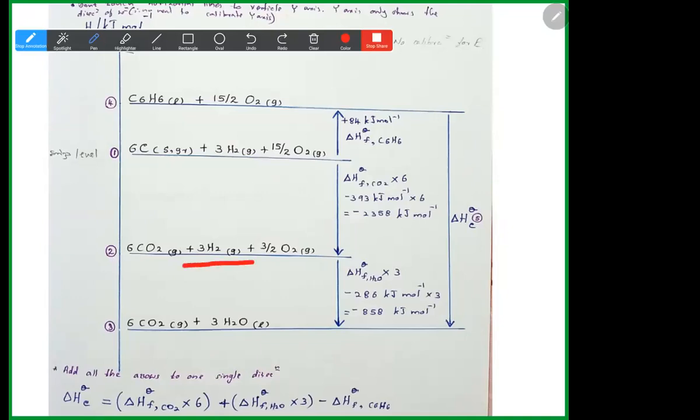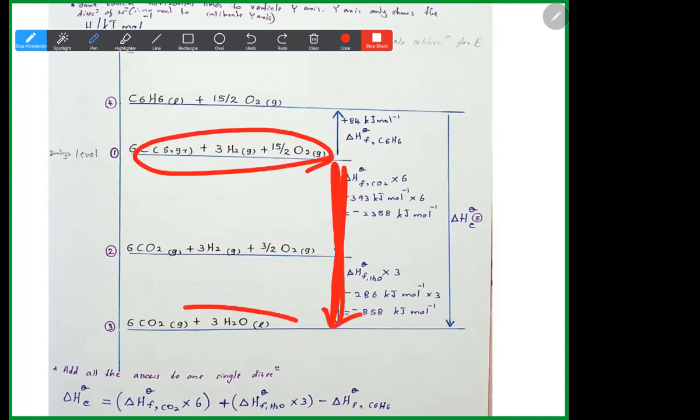Then remaining is H2 and O2. Second step, I'm making water. I'm just writing the same CO2 here, and then from here, I'm making water. So this is the formation enthalpy of water. Since I'm making 3, it's multiplied by 3. These are negative values, so that's going down. So my first path is done. I came from constituents to CO2, H2O.